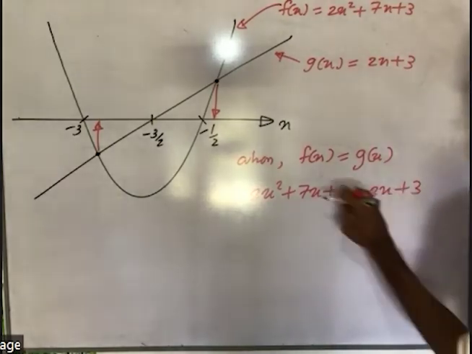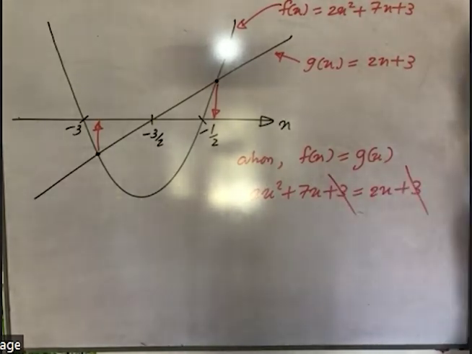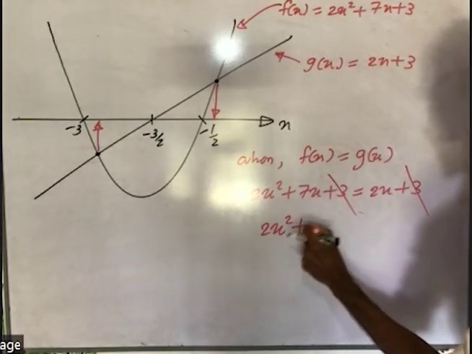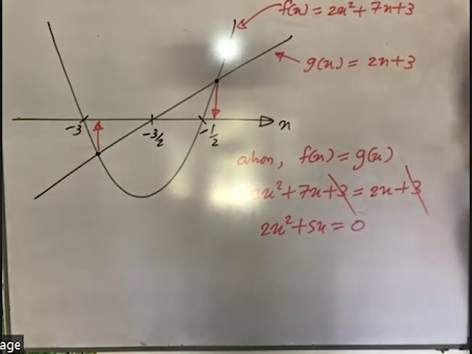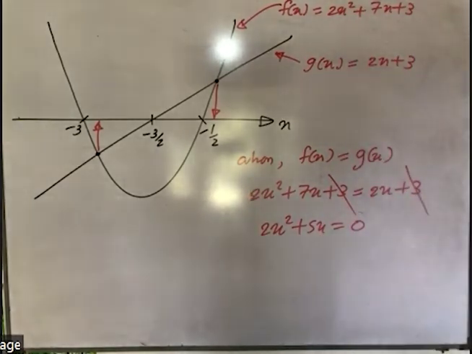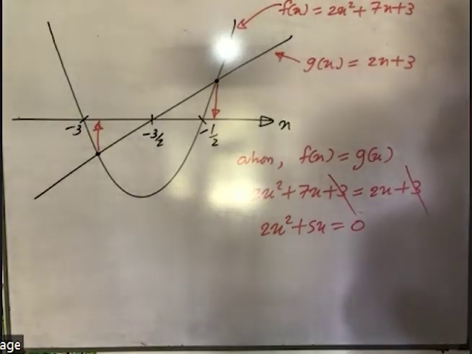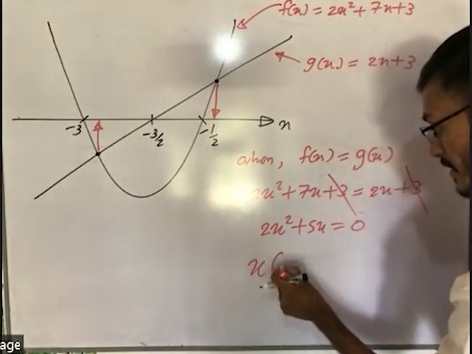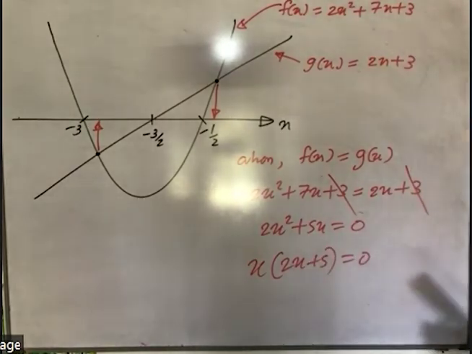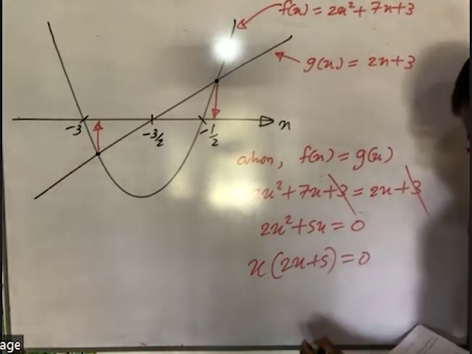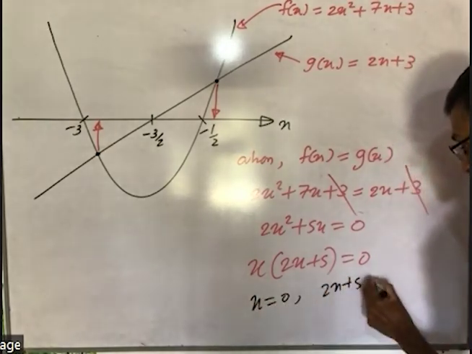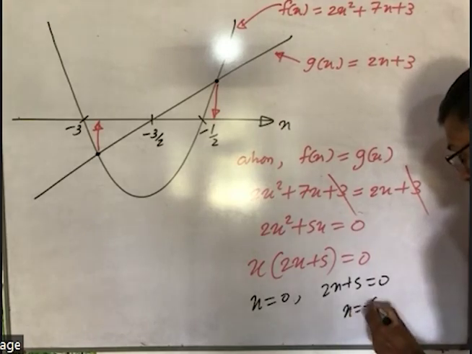Right. Now, here 3 and 3 will cancel. Then you can take 2x to the other side. Then 2x square plus 5x equal to 0. Right. Then you can take this x out of the brackets. Here we have 2x plus 5 equal to 0. Then you can separately equal these two values to 0. Then from this we have x equal to 0, 2x plus 5 equal to 0. Then x equal to minus 5 over 2.